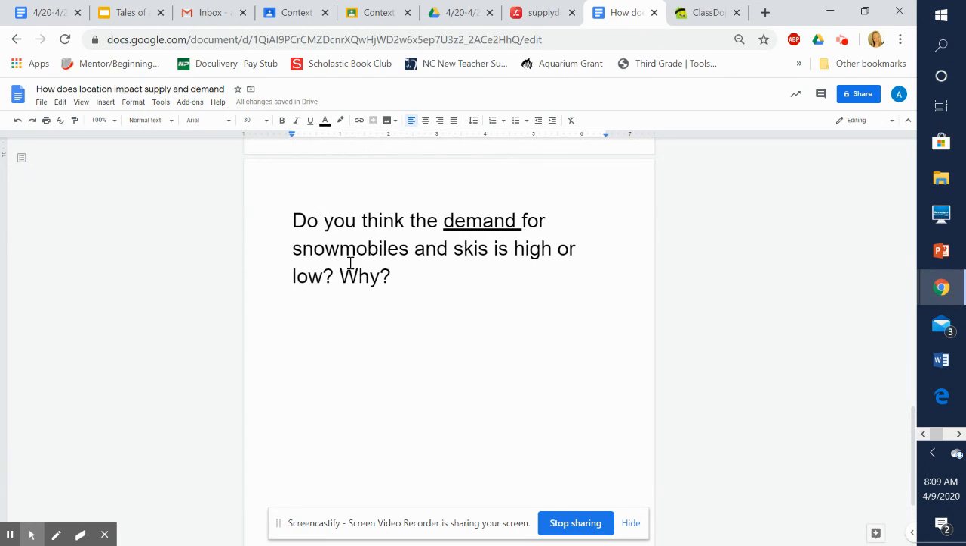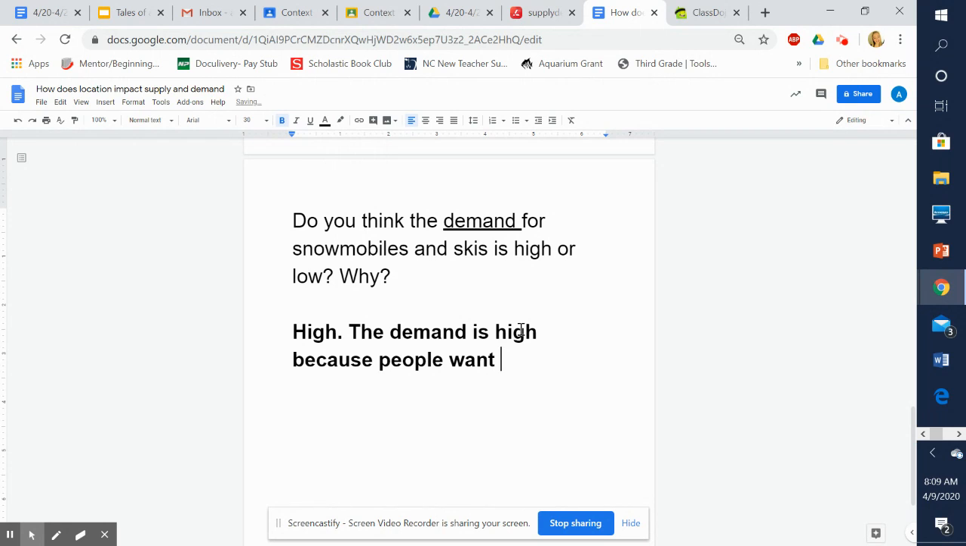All right, so the second question I have is, do you think the demand for snowmobiles and skis is high or low? So again, I'm going to say high. The demand is high because people want something to do in the snow. So again, I think the demand is high because people want to do an activity. They want to go snowmobiling or they want to go skiing in the snow.